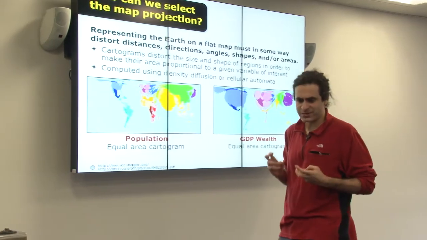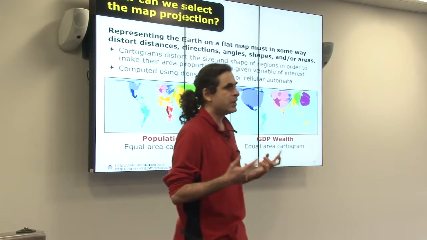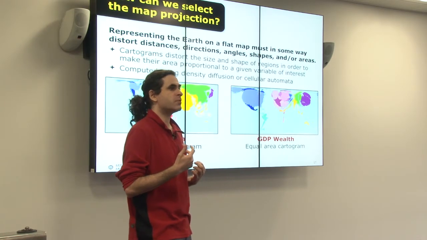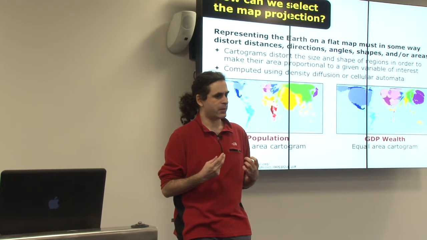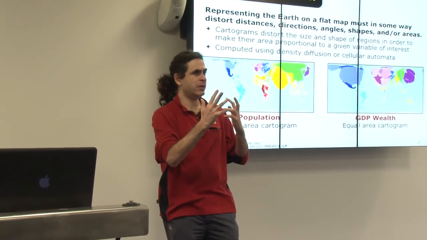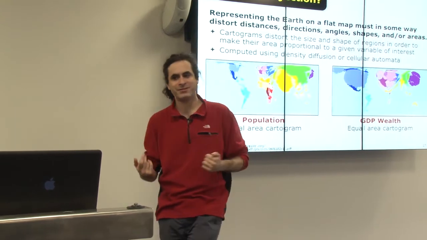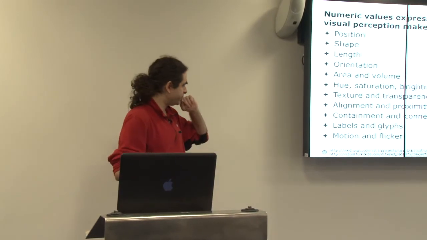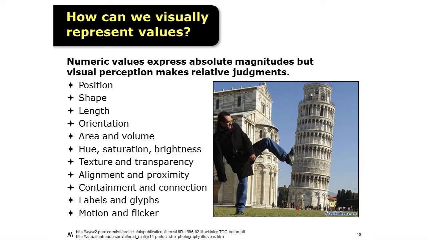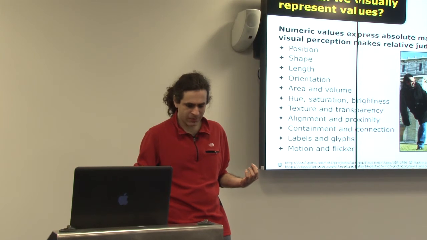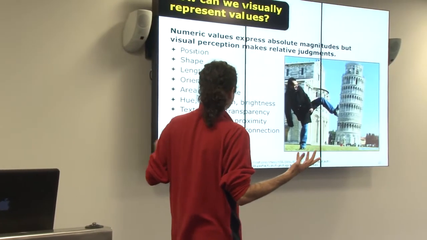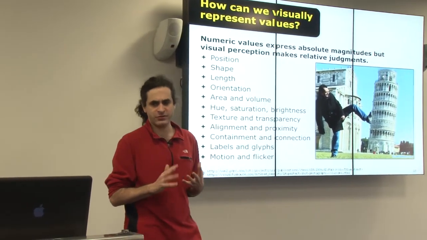And this is the essential point. The way we visualize sets up our audience for the kind of interpretations that they are going to make. Right? You showed it to me, and now I see it for myself. That's what this is all about. So, what do we have to work with? If we want to express numeric values that have absolute magnitudes, the trouble is that the ordinary human brain doesn't think like a mathematician. Visual perception only makes relative judgments.